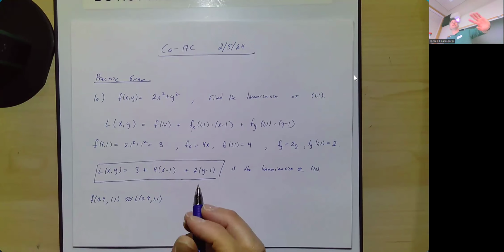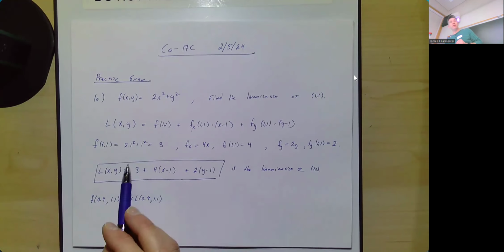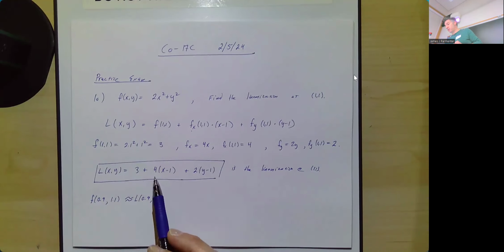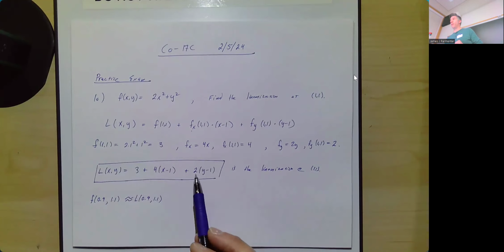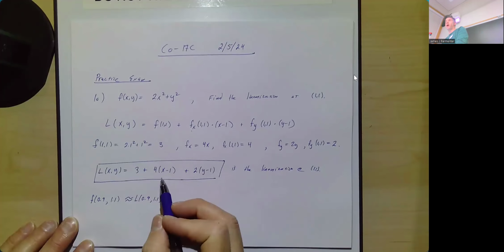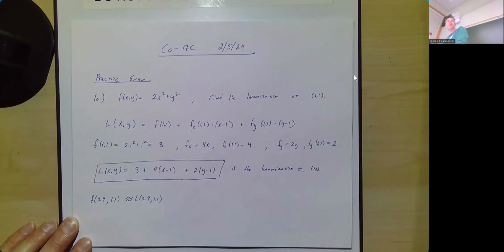And again, one last thing here. Don't simplify this. Don't write this as 3 plus 4x minus 4 plus 2y minus 2 and then add all the constants together. We'll leave it like this so that when you see the subtraction, then the multiplication is easy. 4 times 0.9, yeah, it's not that hard, but 4 times negative 0.1 is easier to do, in my opinion.